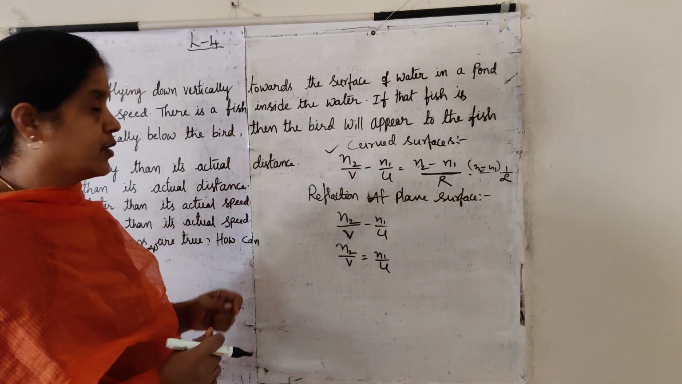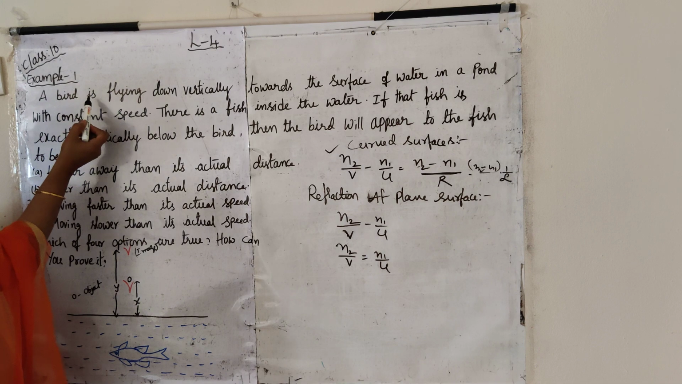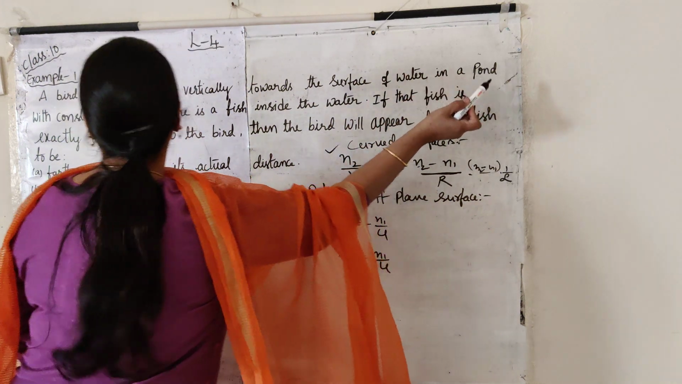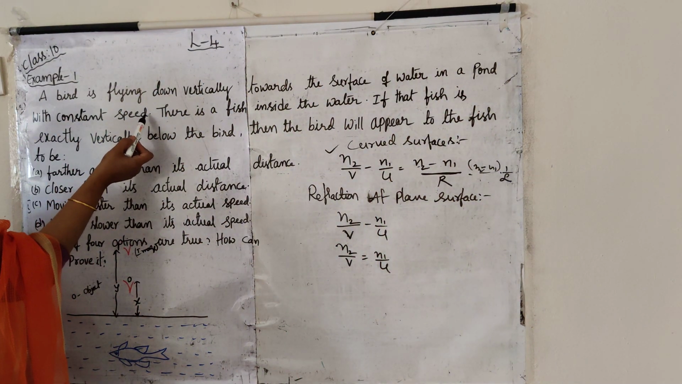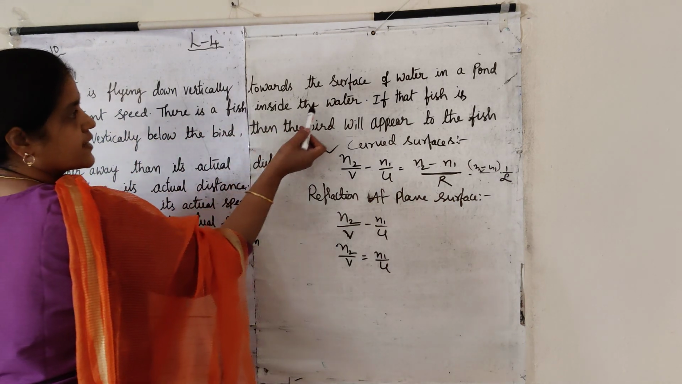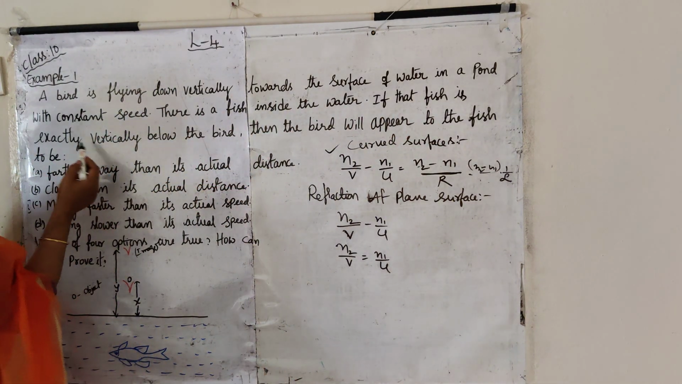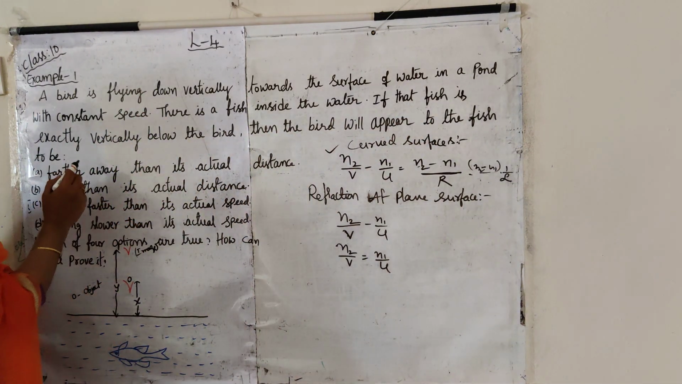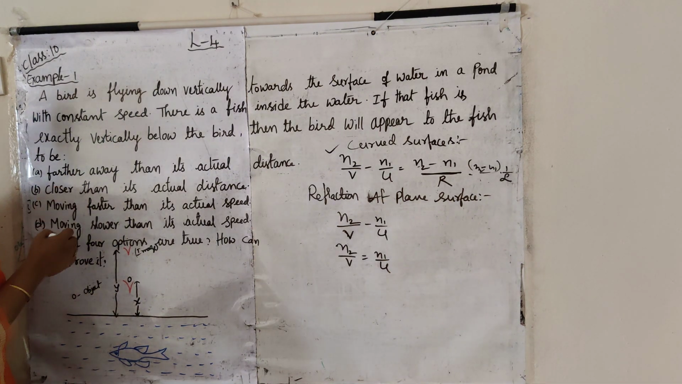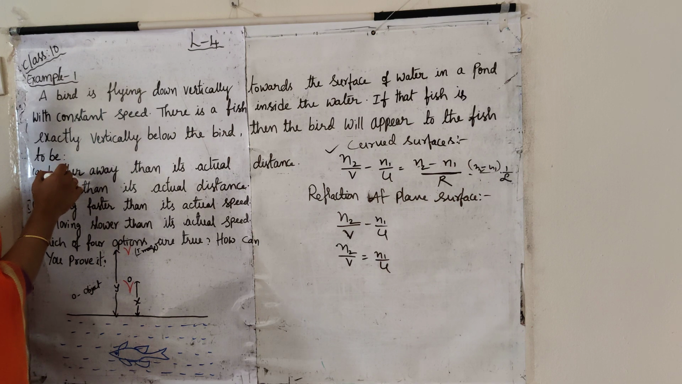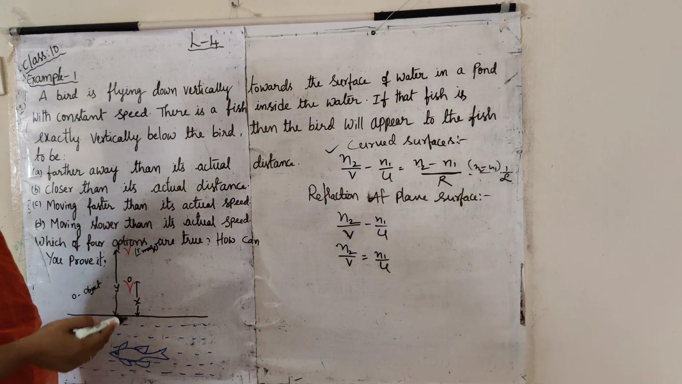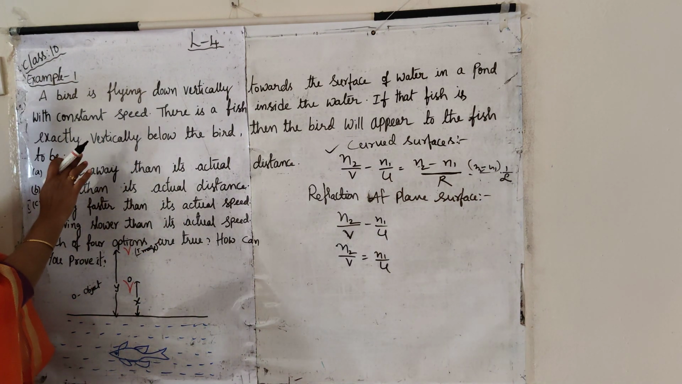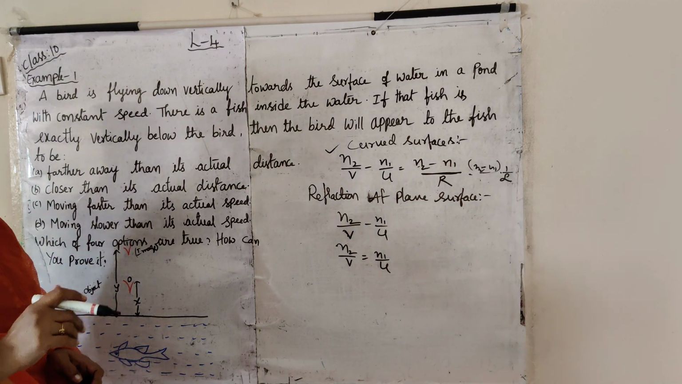Now, I'll read the problem. A bird is flying down vertically towards the surface of water in a pond with constant speed. There is a fish inside the water. If that fish is exactly vertically below the bird, then the bird will appear to the fish to be... Here 4 options are given. Out of these 4 options, we have to find out which one is correct. This is the problem. For this problem, a figure is also given in the textbook.